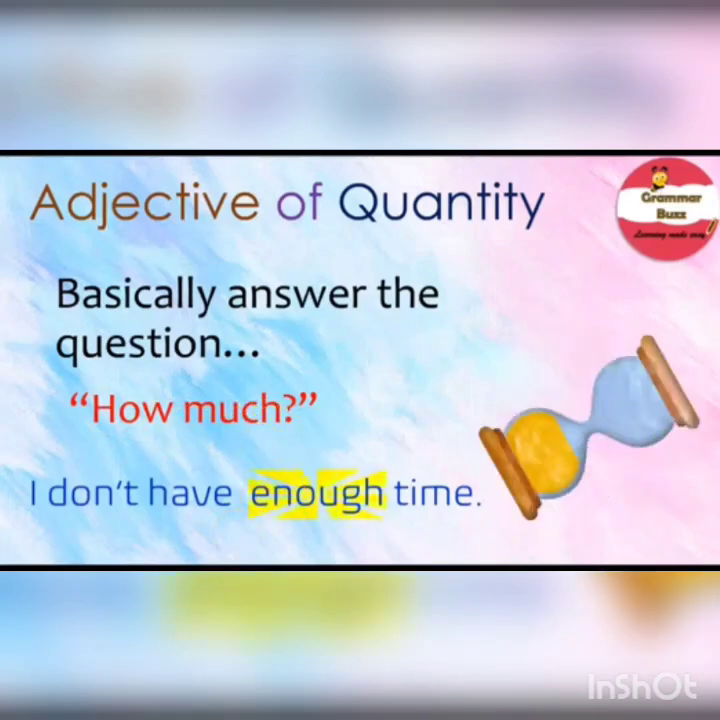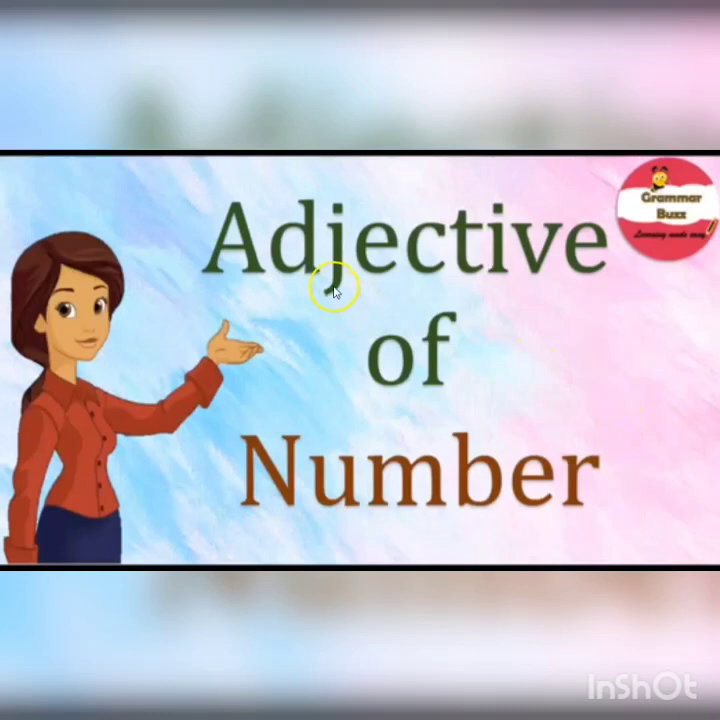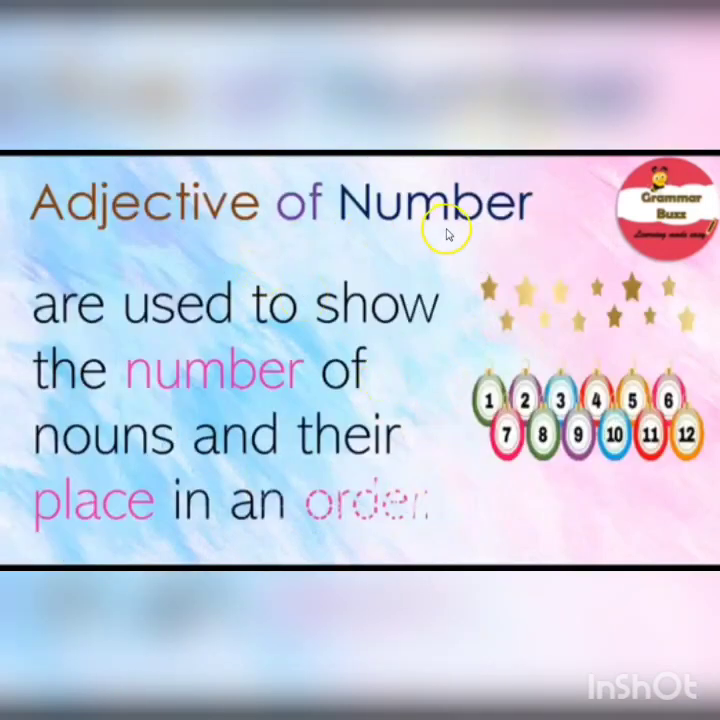Okay. The next and the last point is adjective of number. Now in this you have the exact numbers, children. See here. Adjectives of number are used to show the number of nouns and their place in an order.